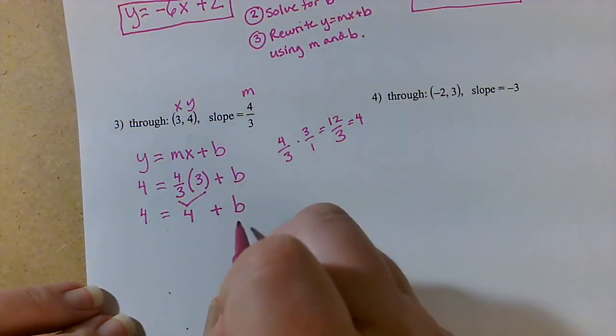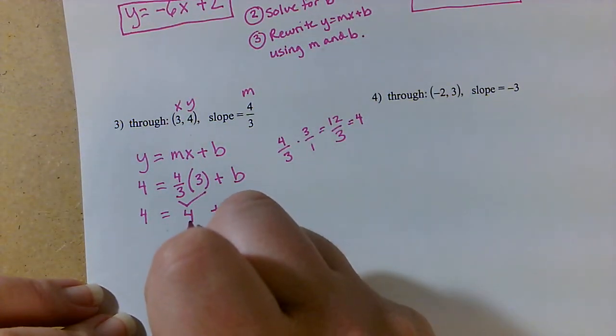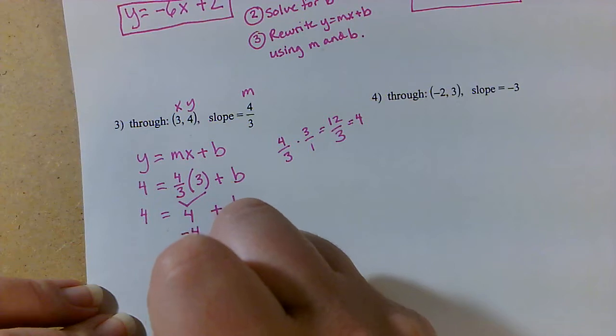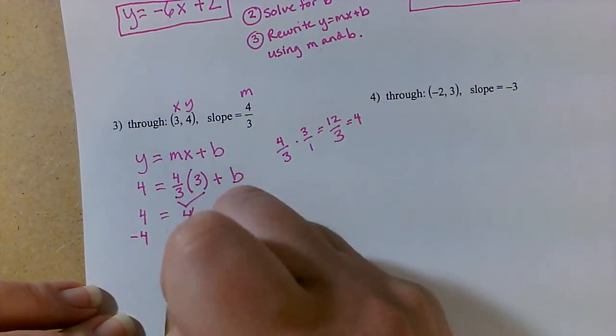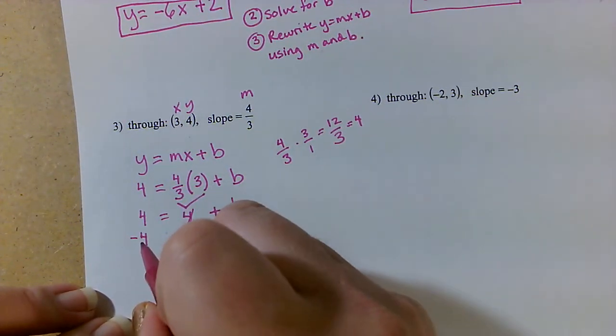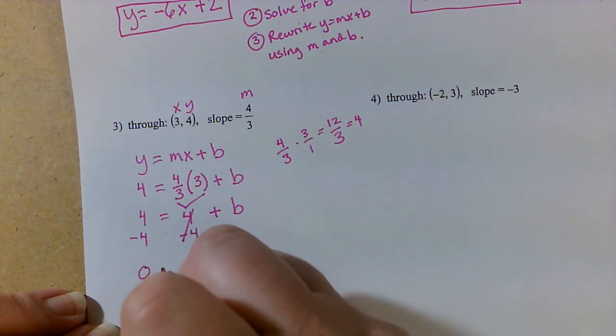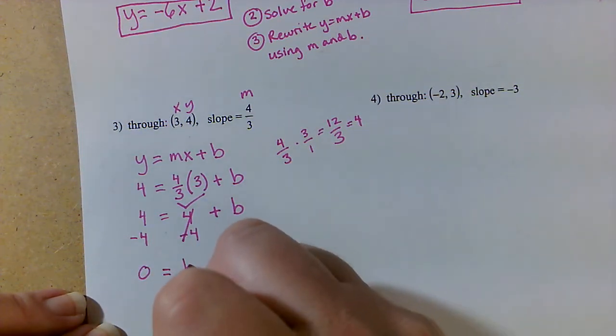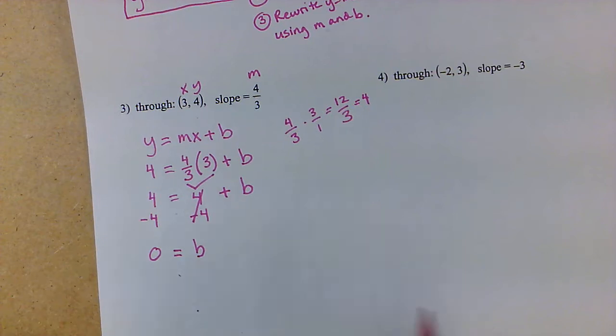I'm going to solve for b by getting rid of this positive 4, so I'm going to subtract 4 on both sides. I'm not going to worry about the fact that this works out to 0 over here. I'm just going to write 0 equals b. So this is a situation where my y-intercept is 0.